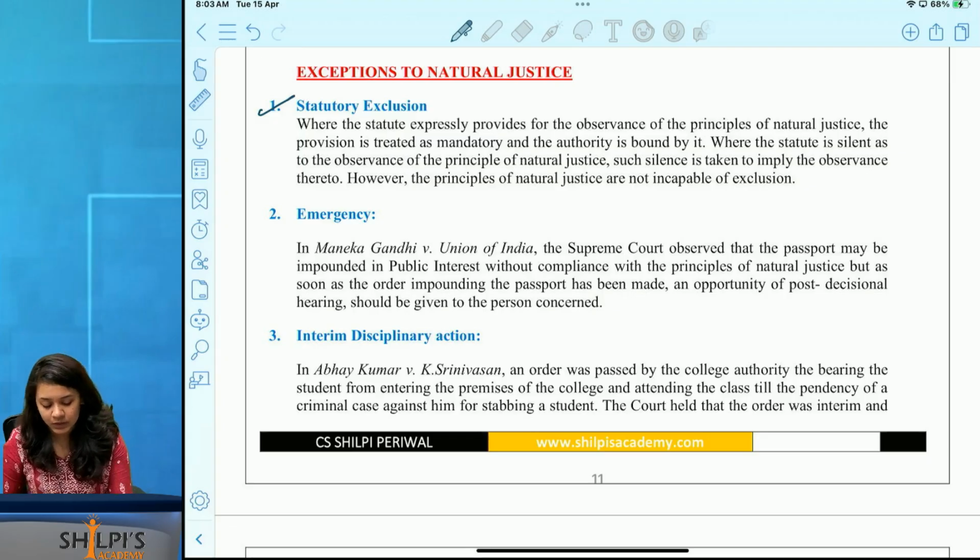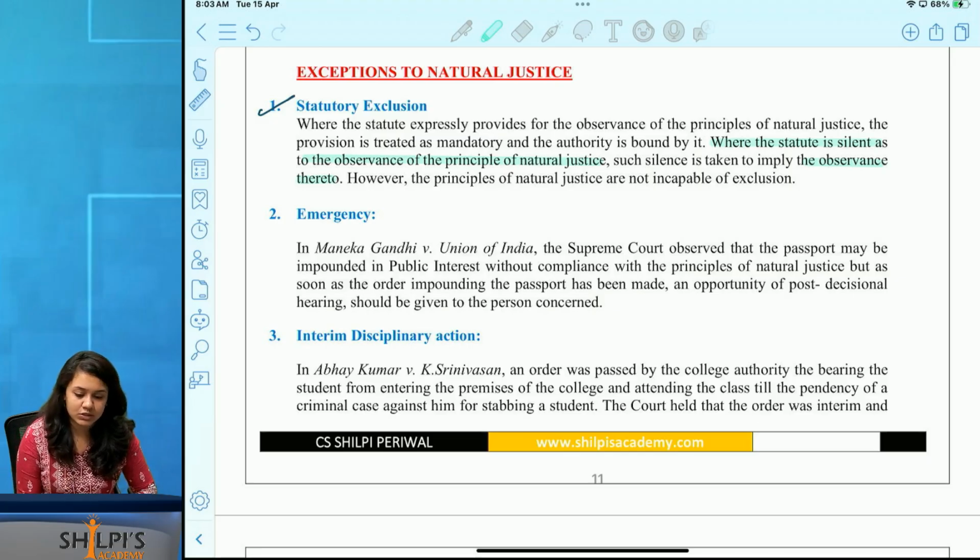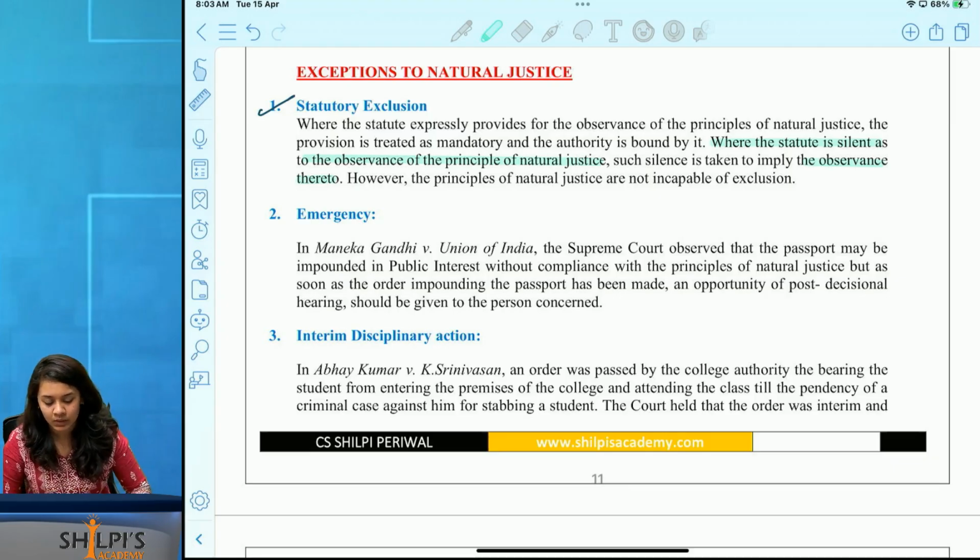Okay, but it is said that where a statute is silent as to the observance of the principles of natural justice, it always means that you have to actually follow it. Okay, you cannot choose to exclude it from the applicability of any section that you are applying. So, statutory exclusion says that wherein any law expressly excludes any requirement to follow natural justice, then we need not follow it. The second one is in the case of emergency.